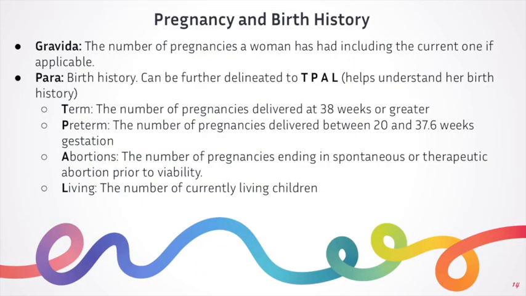So we're still talking about pregnancy and birth history here. I've taught you about gravida and para. So we're going to keep talking about gravida and para. Now, I just told you that gravida is the number of pregnancies your client has had that is including the one that she's currently pregnant with, if applicable. And para is birth history.